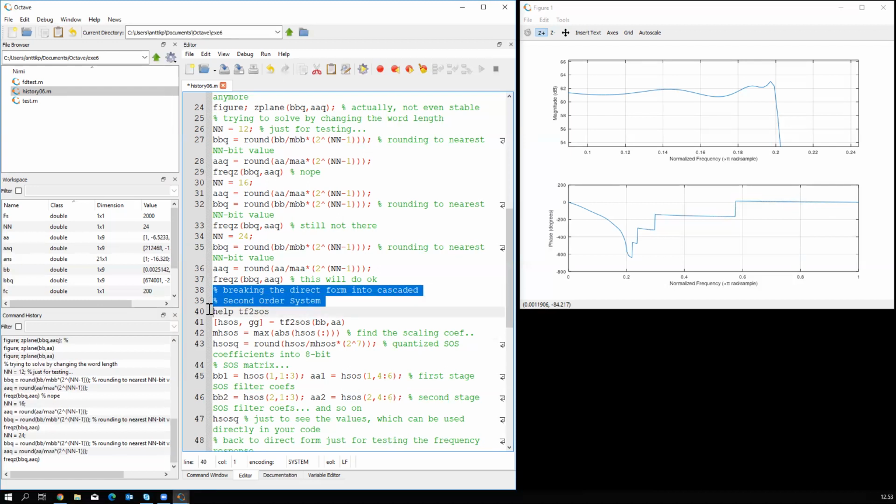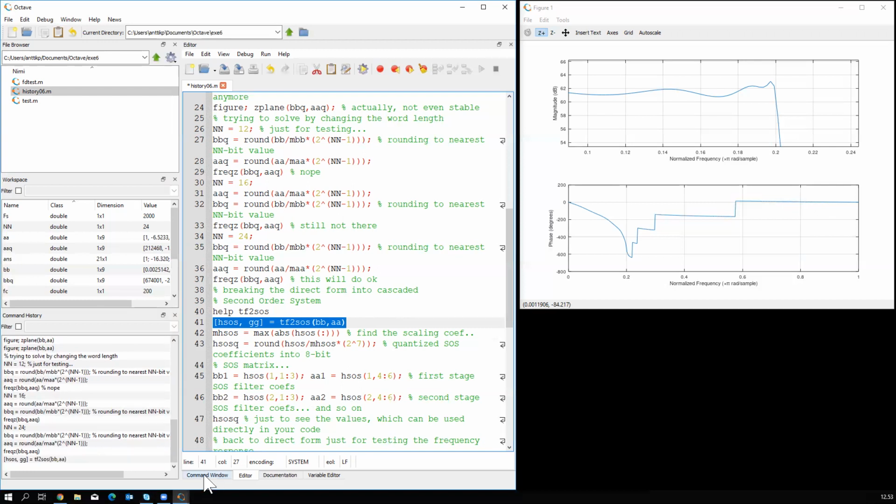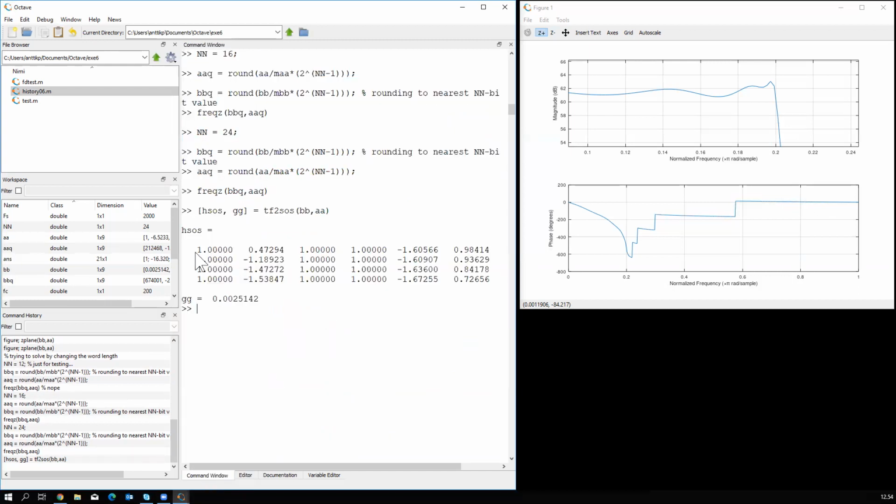But anyways, so cascaded second order systems, there is a function. It's also in MATLAB, it's tf2sos, transfer function to SOS, something like that, the name comes from. And basically it gives the so-called SOS matrix. Not sure what it looks like for this system. Okay, I start from the original floating point system. Okay, I still have that design. And this tf2sos function actually gives me the SOS matrix.